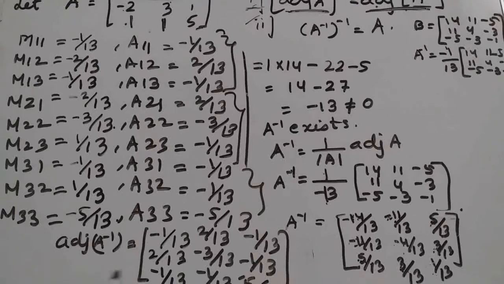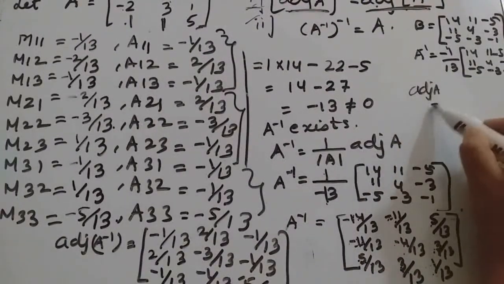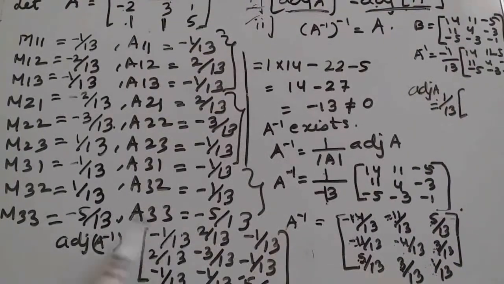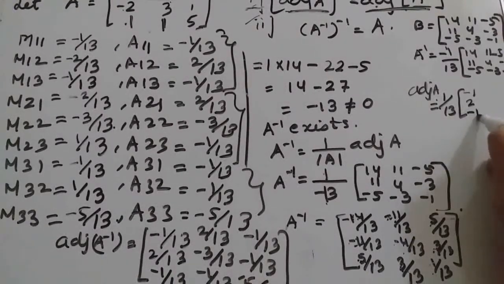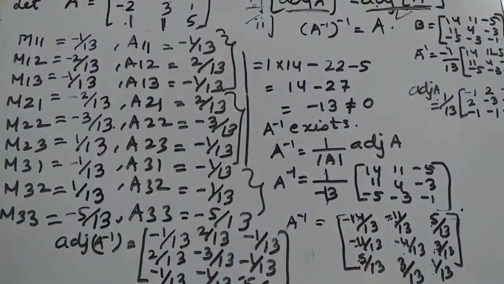Okay, if we take only 1 by 13 out, I am writing here because we need this afterwards also, 1 by 13. We are taking 1 by 13 common from each of the elements. So minus 1, 2, minus 1, 2, minus 3, minus 1, minus 1, minus 1, minus 5. Okay. Now we got our RHS.